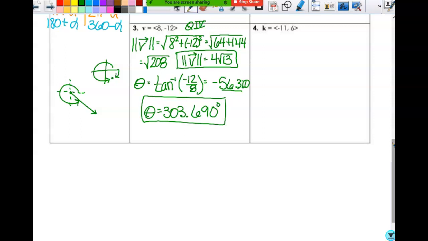Do you have to put the what? I'm sorry? Yes, because this means vector v. This means the magnitude of vector v. They're two completely different things.